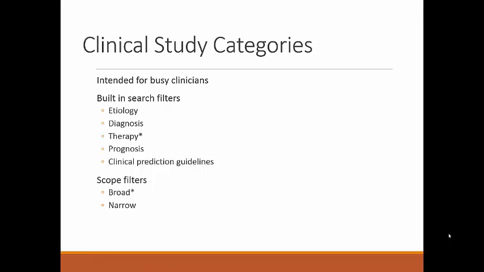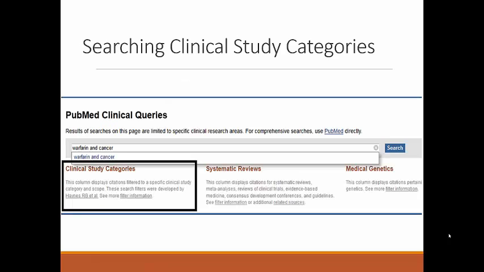There are 2 scope filters, broad and narrow. Broad is a sensitive search. The search will include relevant citations, but probably less relevant. You will retrieve more citations. Broad is the default. Narrow is a specific search. You will get more relevant and precise citations, but less retrieval. Now, let's do a practice search for the clinical study categories.